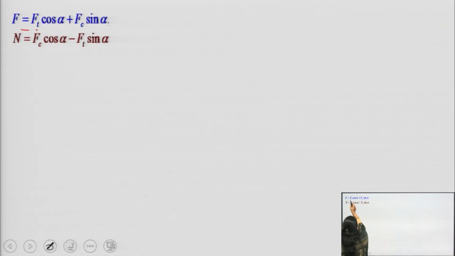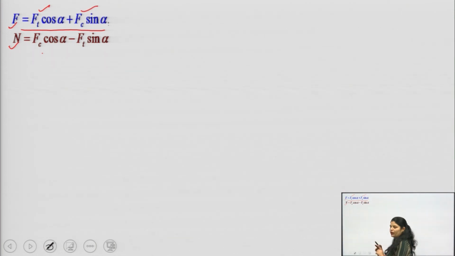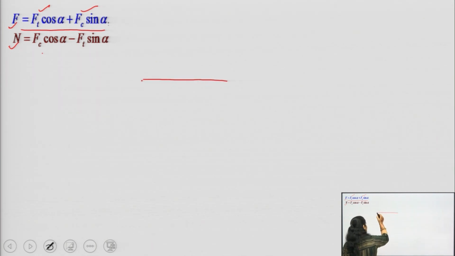First, we can see here that F is equal to Ft cos alpha plus Fc sin alpha, and N is equal to Fc cos alpha minus Ft sin alpha. Now, we will derive it from the Merchant circle. We can see that 4 forces are involved in these two equations: the forces F, N, Ft and Fc. So we will take the triangles which have these 4 forces, and we will draw the diagram from the Merchant circle.